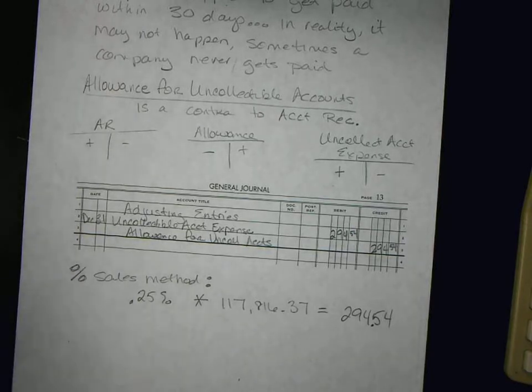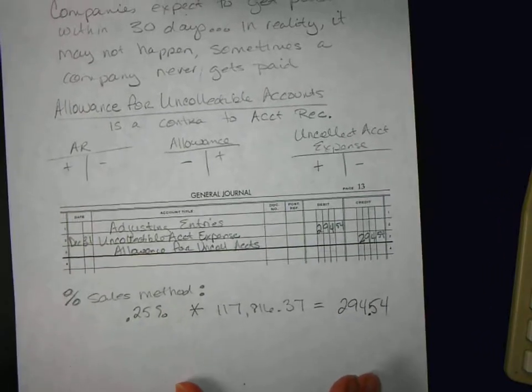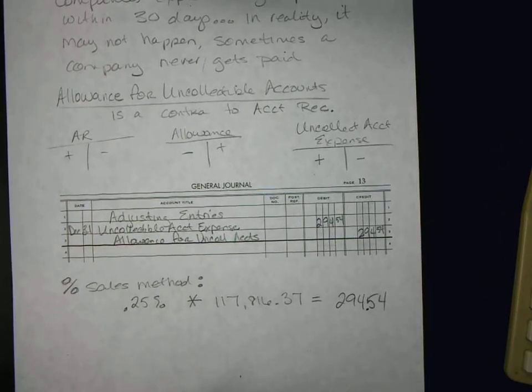I know the expense account is going to be closed out, but would the allowance for it be closed out? It's a balance sheet account. Oh. Okay.